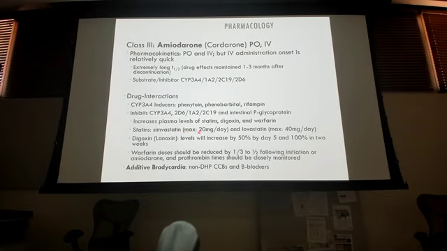Statins, just remember statins. I don't need you to remember the max dose. Again, we talked about statins. They do have some interactions, and this was on your slide that you needed to remember from that lecture where we talked about our lipids.